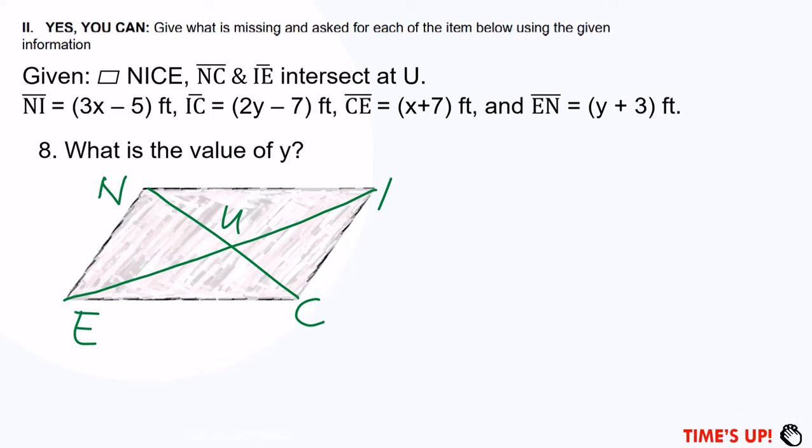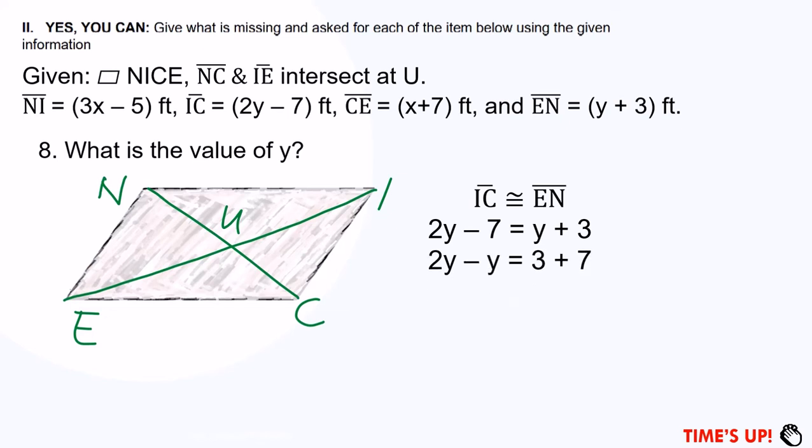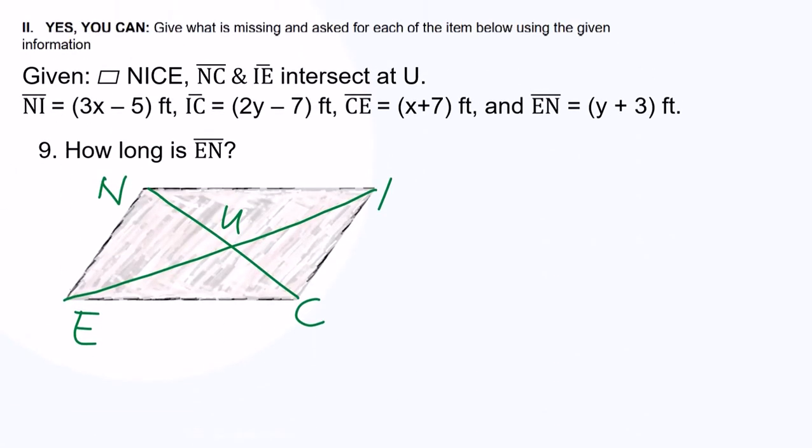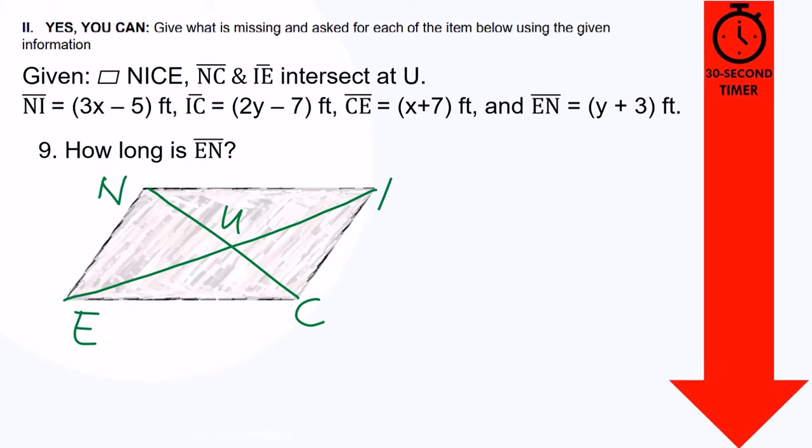Okay, to solve for y, we have side AC is congruent to side EN. Equate the values y minus 7 and y plus 3. So do a simple algebraic technique. You can use the transposition method or the addition or subtraction property of equality to get the value of y, and the final answer is y equals 10. Question number 9. How long is side EN? Your timer starts now.